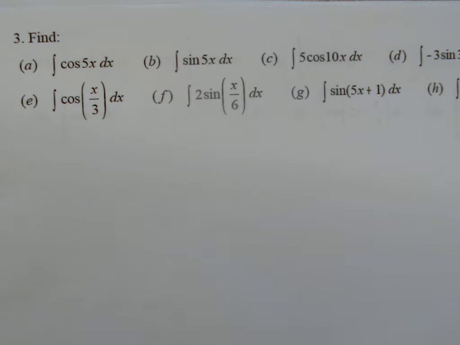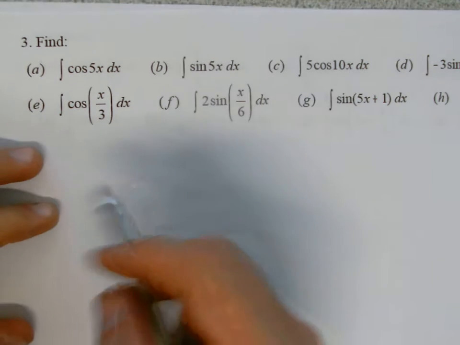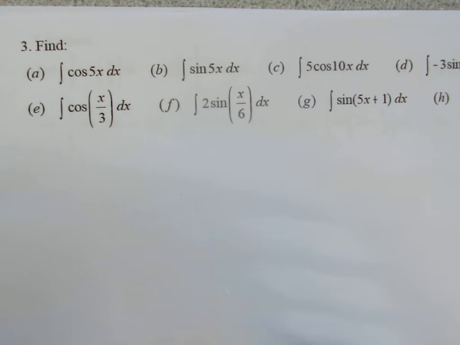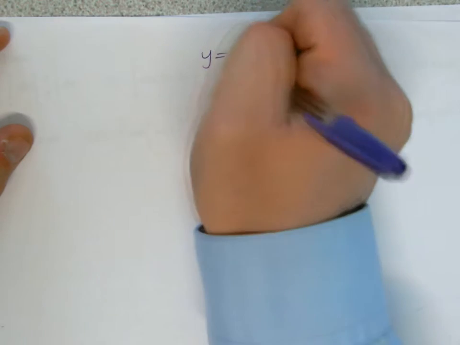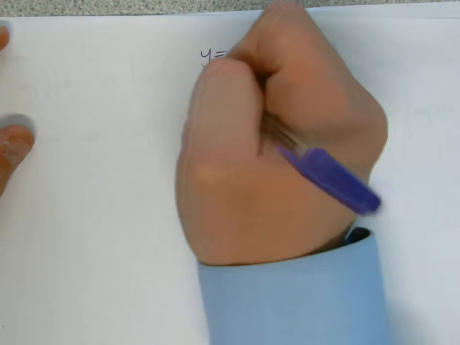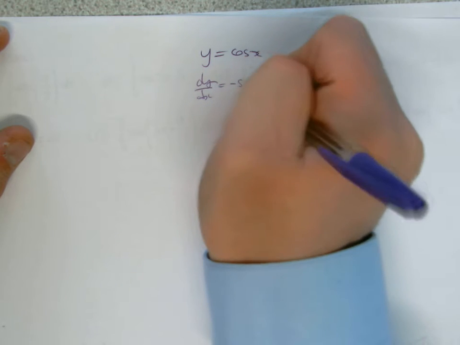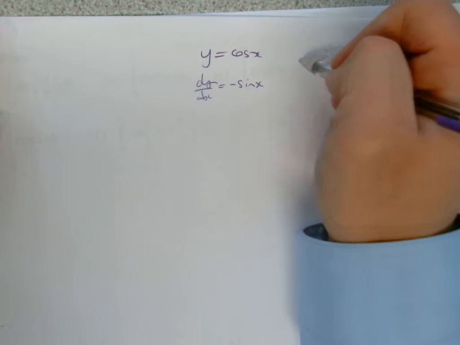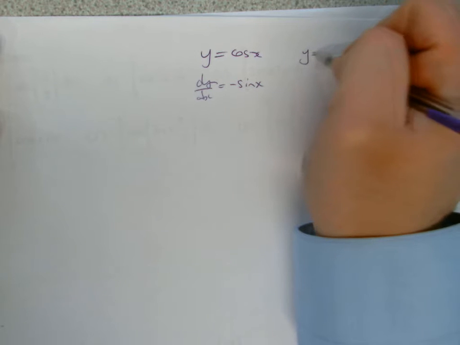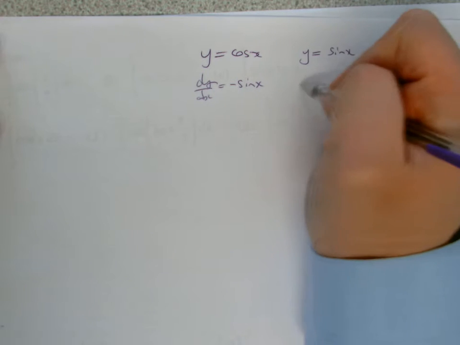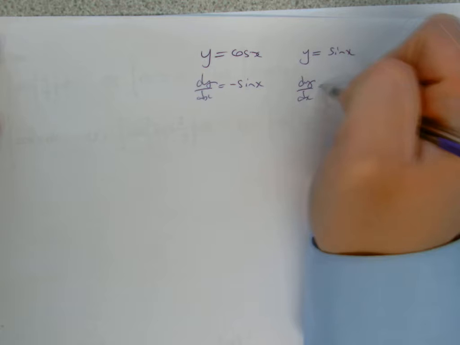Okay, so integrating now cos x and sin x. You've got to realize that they are opposites to what you've learnt in differentiation. Let's just remind you of differentiation. You know when you've got y equals cos x, when you do dy/dx, you get minus sin x, don't you? And when you've got y equals sin x, you get dy/dx to be cos x.